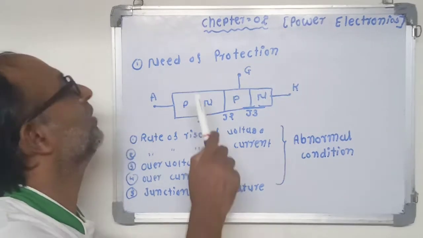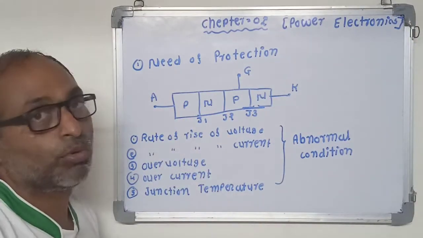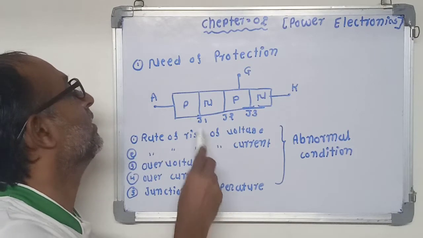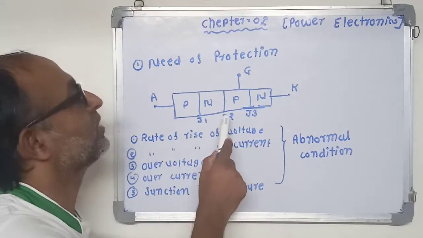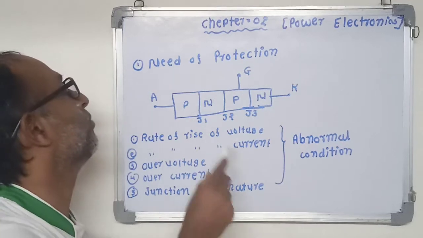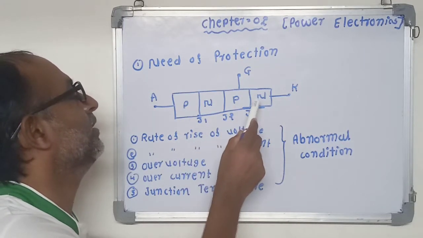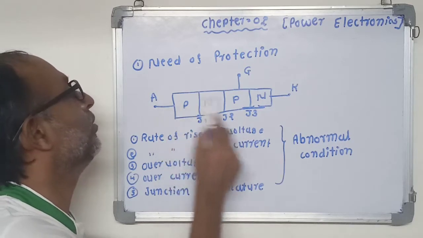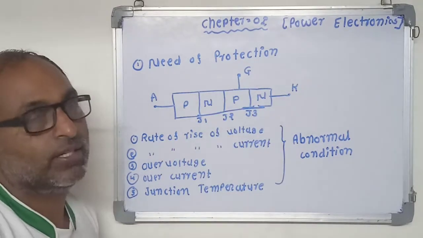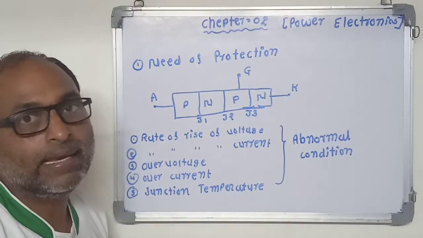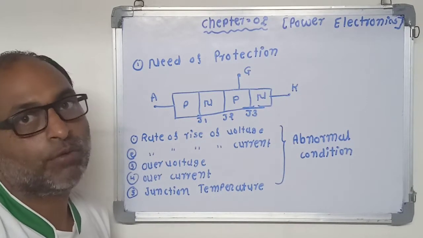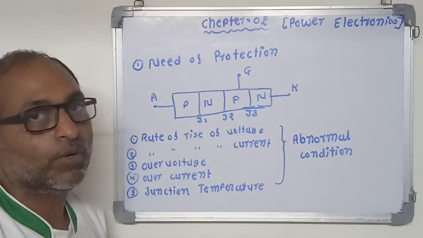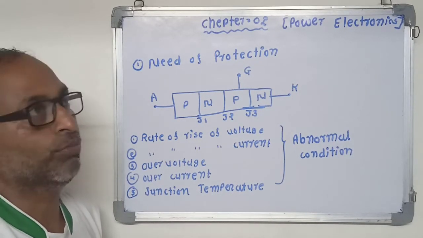In this topic, we will study the need for protection of SCR. As we know, the SCR is a 4-layer, 3-junction, 3-terminal device. 4-layer means P-N-P-N, junctions J1, J2, J3, and 3 terminals: anode, cathode and gate. The SCR is a very delicate device, so we have to use it within its specific rating to get our desired output.